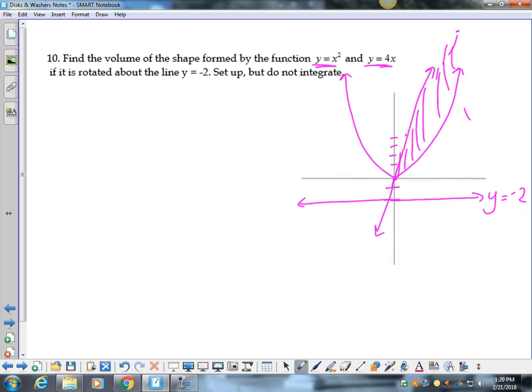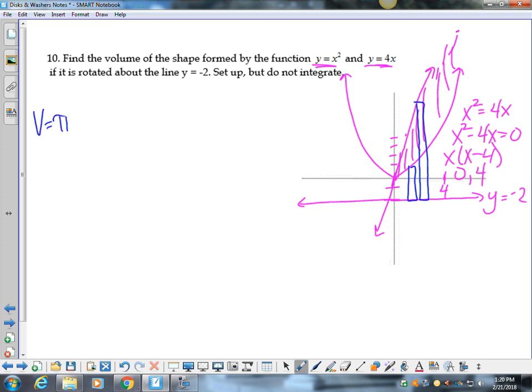The area of what I need to do is set those equal to each other. So I know they cross at 0 and at 4. This has a horizontal line of rotation, so I know I'm going to slice it vertically, and I know it is a washer. It's going to have a hole.